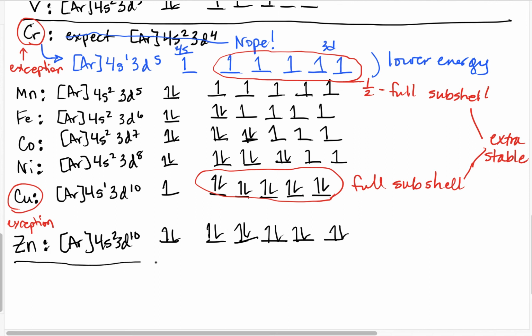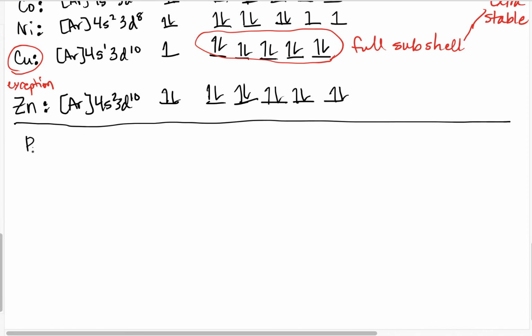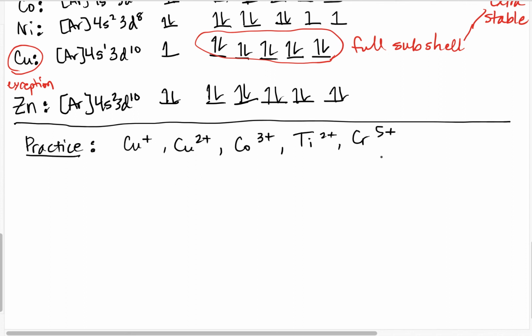So let's spend a tiny bit more time practicing electron configurations of ions before we finish up. Let's practice with copper plus, copper 2 plus, cobalt 3 plus, titanium 2 plus, and how about chromium 5 plus, just for fun. All right, so pause the video and give these a try, and then I will write down the answers for you to check. All right, here's for checking.